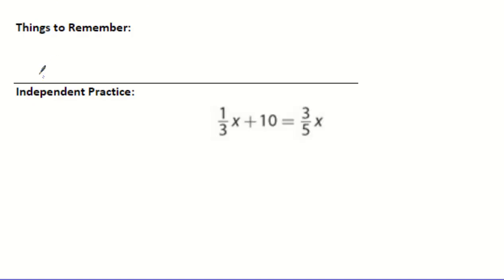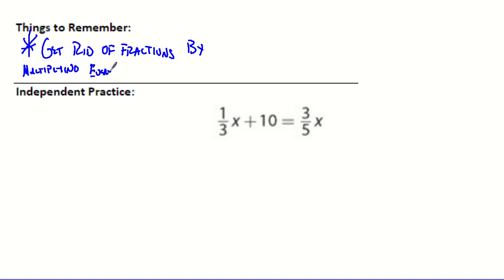Okay. So, things to remember. Get rid of the fractions by multiplying everything by a common denominator. And again, sorry, everything's super weird with my slate, so sorry if that's hard to read. Okay, but get rid of fractions by multiplying everything by a common denominator.